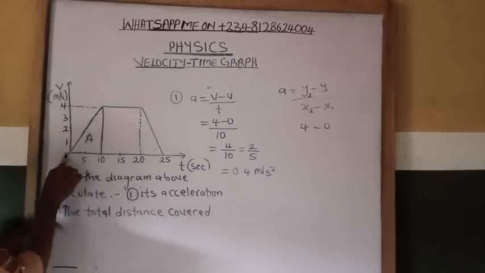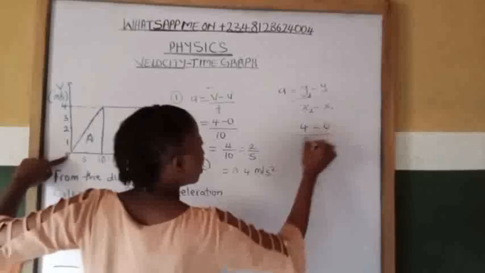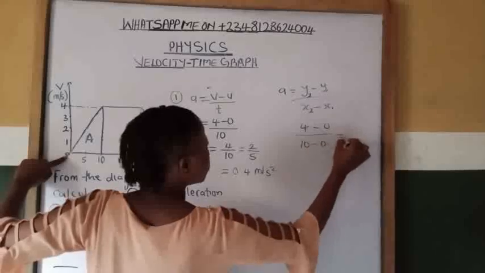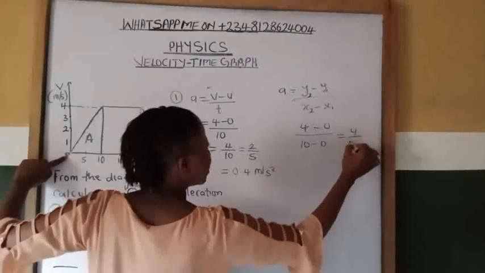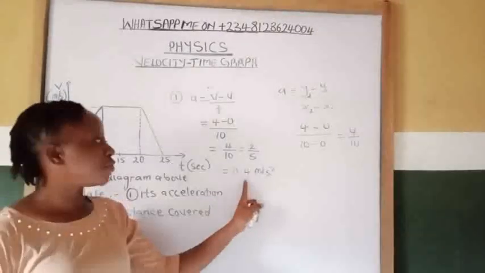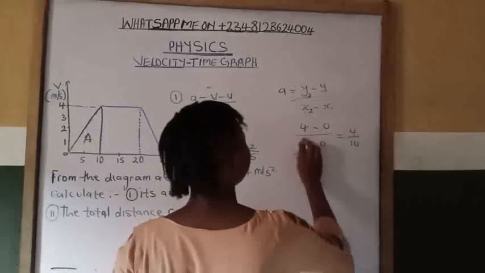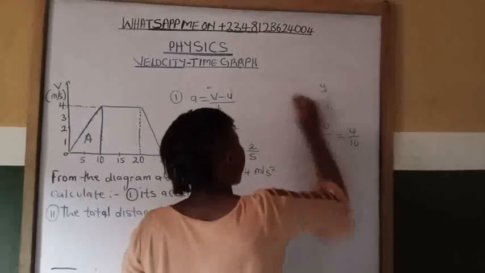So the starting point is 0. Then the last point is 10. From that where the object accelerated. So it will be 10 minus 0, which is equal to 4 divided by 10. So at the end, it will still give us what? 0.4 meter per second squared. So that is how to calculate acceleration on a velocity time graph.